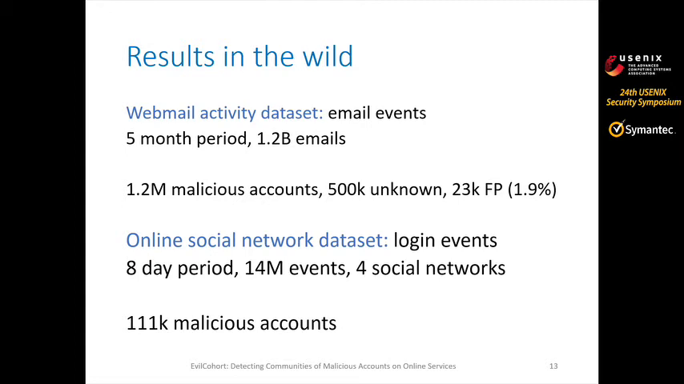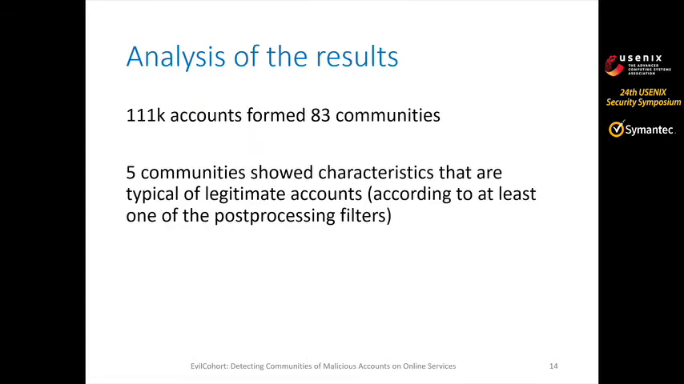Now, the problem here is that we don't have ground truth for this dataset. So how do we assess how well we performed here? Well, we applied the post-processing techniques that I described before to characterize the behavior of these communities. So these communities were 83, and we looked at the IP to user agent distribution, we looked at time properties and so on, and we considered as suspicious or possible false positives any community for which at least one of the post-processing filters didn't look right, so it didn't clearly indicate automated activity. And we found 5 such communities. And 4 of them were really, really small, smaller than 8 accounts.